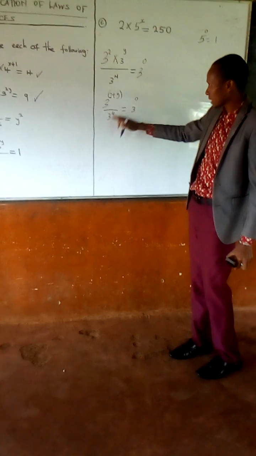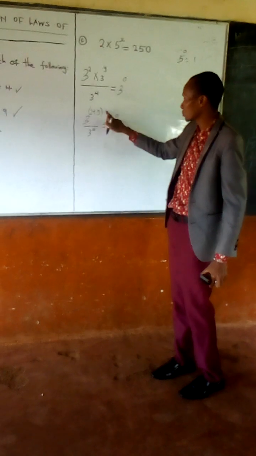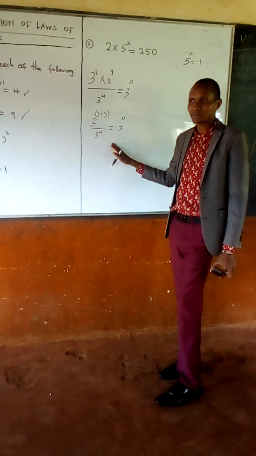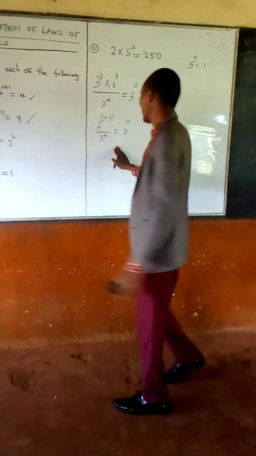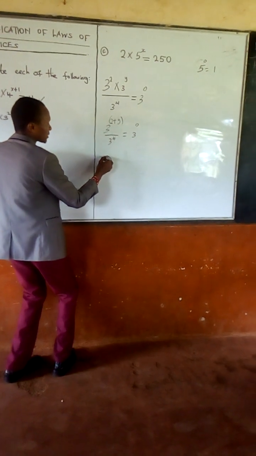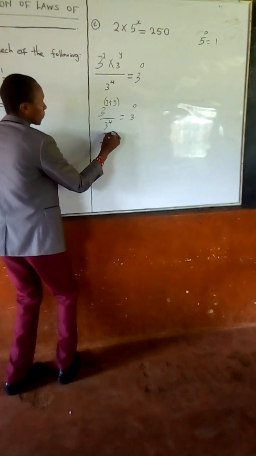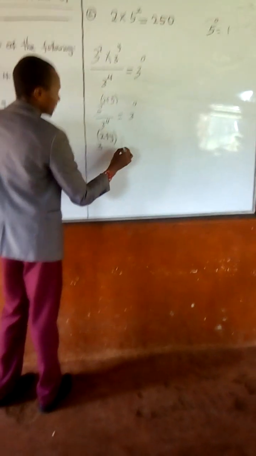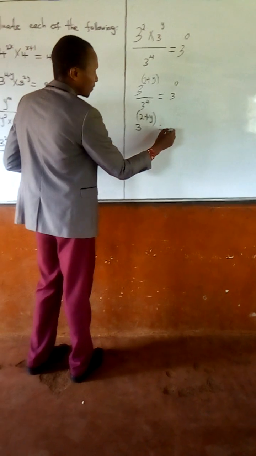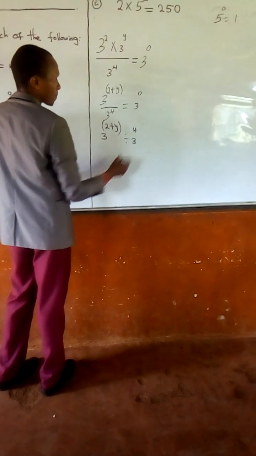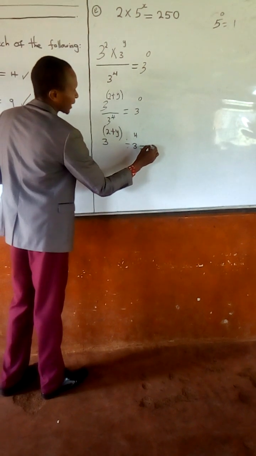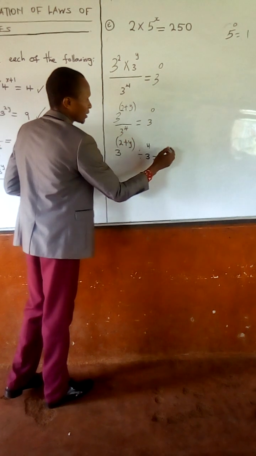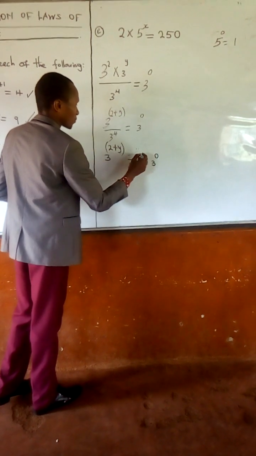Now, I want us to take this up there because it is all over. It means it is division. So we are going to say 3 raised to 2 plus y divided by 3 raised to 4 is equal to 3 raised to 0.